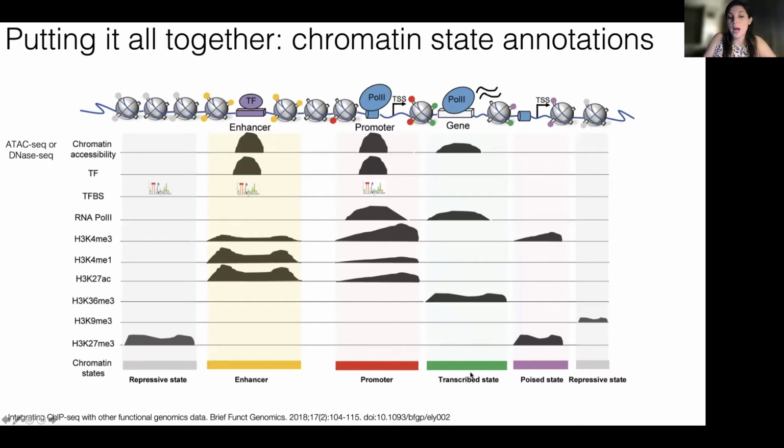We have a transcribed state, which has H3K36 trimethylation and then also the RNA polymerase bound. There's a poised state, which means it's almost ready to be transcribed. In this situation, H3K27 acetyl is lacking, which is associated with active enhancers. So this is an enhancer region that's poised and ready to be transcribed. And then again, we have this repressive state.